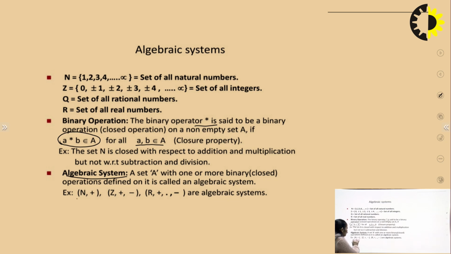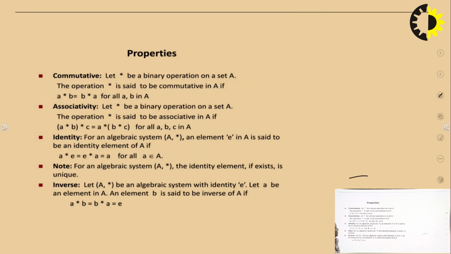For example, N, the set of natural numbers, with the operation plus, and Z with the operations, as I already told you, one or more binary operations. So here there are two binary operations, addition and subtraction, and the set of all the integers with the operations plus, multiplication and subtraction is also called an algebraic structure. So what is the definition of algebraic structure? A set A with one or more binary operations, 1, 2 or 3 or more binary operations, that is called an algebraic structure. There are some properties of algebraic structure.